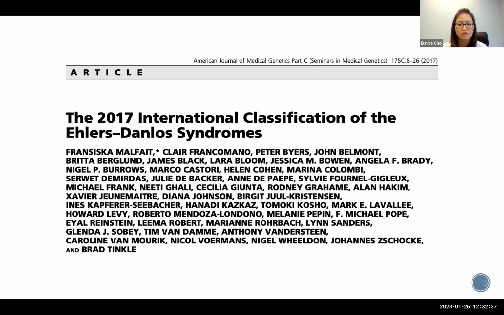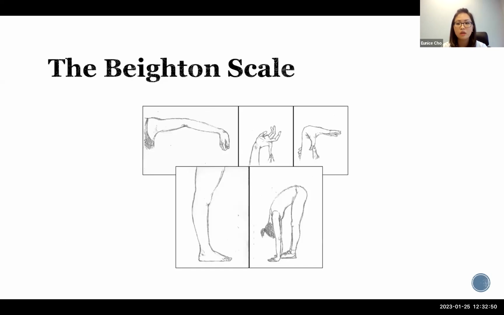This is the updated guidelines that they published in 2017. There are a lot of details in this guideline itself, so I just put the title page out there in case you ever need to make a reference to it. But I want to briefly go over the Beighton scale that you can use to check for hypermobility of one's joints.